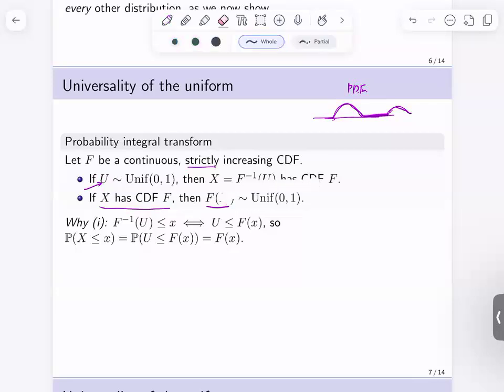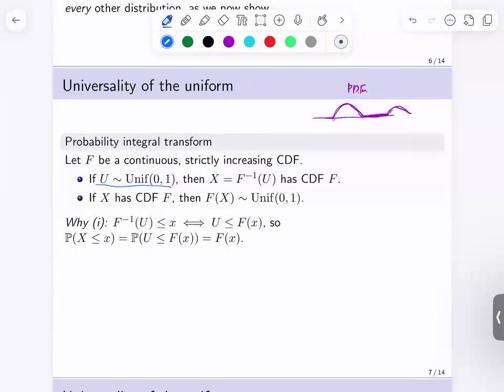The first one is used to create any random variable. If you manage on a computer to generate a uniform 0, 1 distribution, then you can create basically any random variable with a strictly increasing CDF. So the proof is very simple. Let's try to prove one, the first assertion.